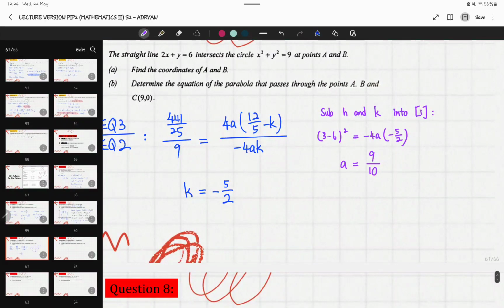Okay, this is not the final answer because the question want the equation of the parabola. So your final answer you should rewrite is x minus h squared equal 4a. So calculate terus lah. 4a y minus k. So k is negative, so minus minus jadi positif. So y plus 5/2. This is your final answer, your equation of the parabola.